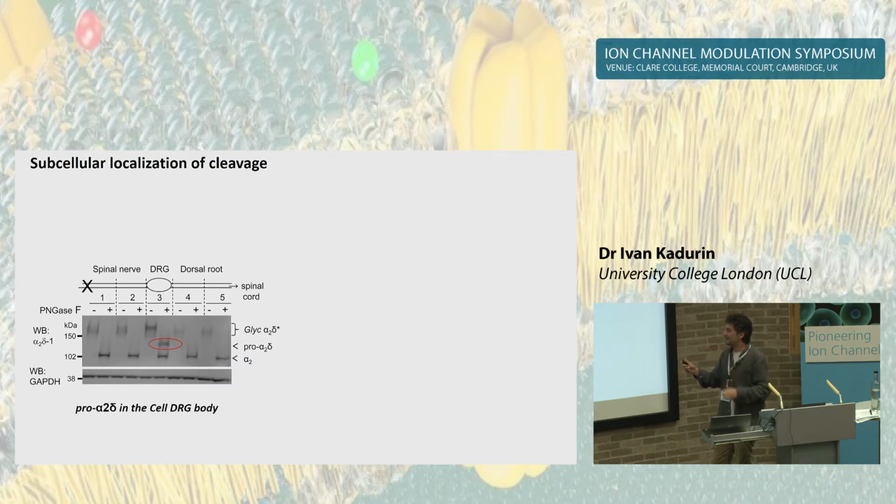And one last slide is just to show that we have some data showing where the cleavage occurs in cell lines subcellularly, but I'm not going to have time to go through that. I'll just show you this experiment, which is from dorsal root ganglia neurons.